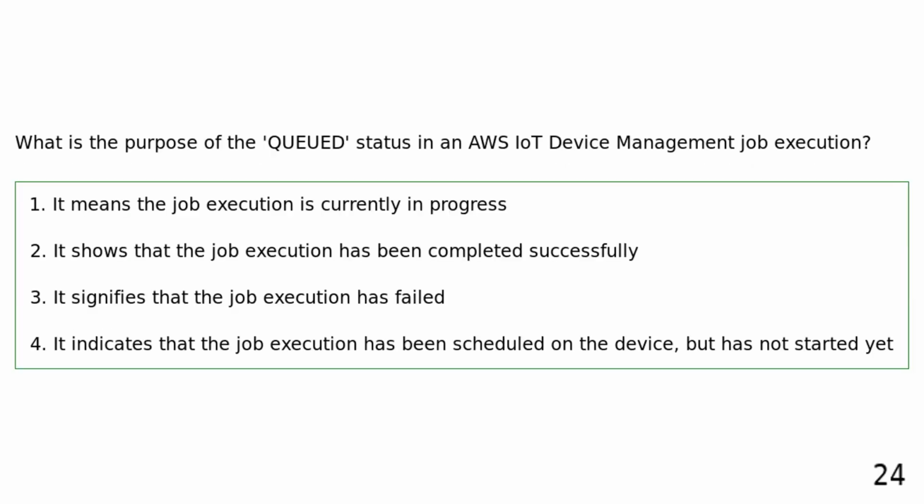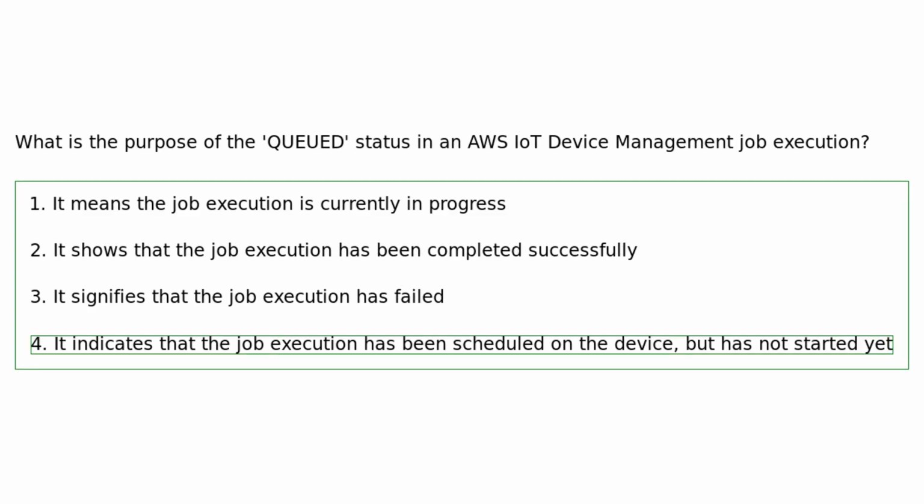What is the purpose of the queued status in an AWS IoT Device Management job execution? It means the job execution is currently in progress. It shows that the job execution has been completed successfully. It signifies that the job execution has failed. It indicates that the job execution has been scheduled on the device, but has not started yet.